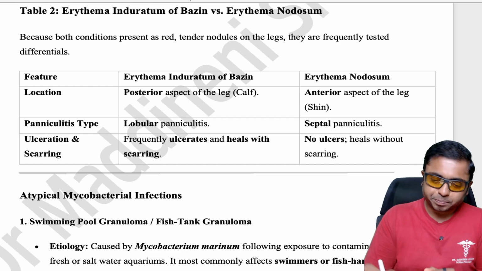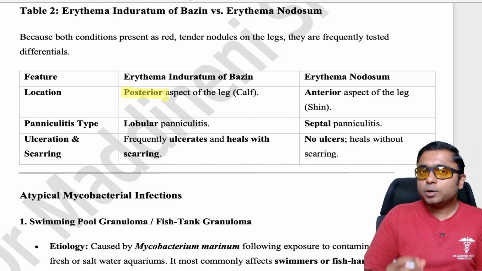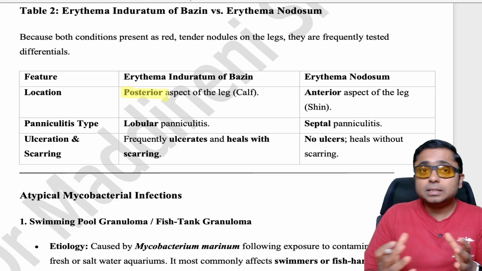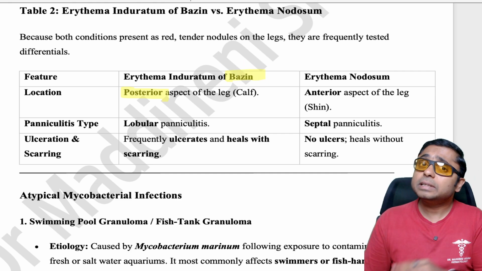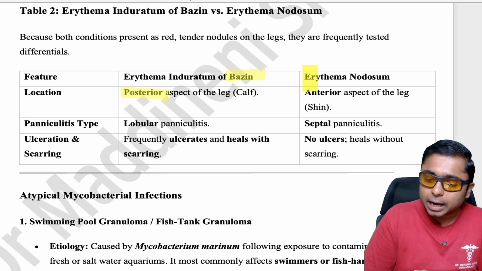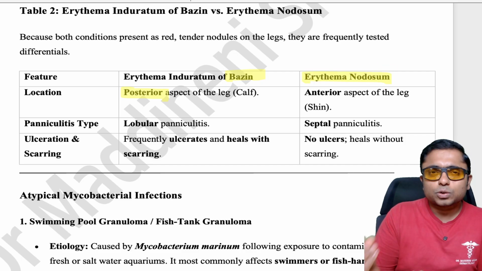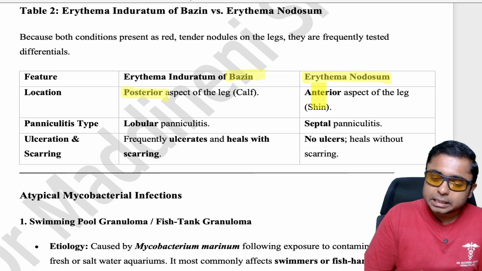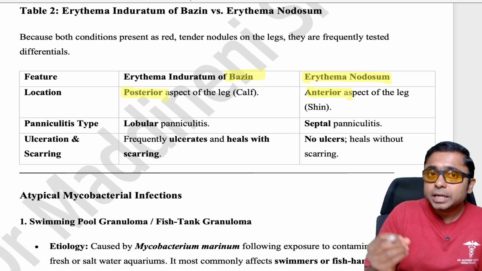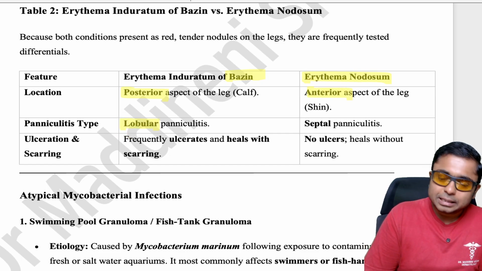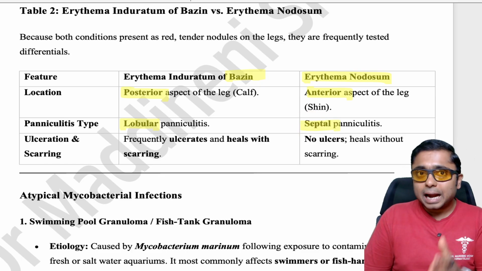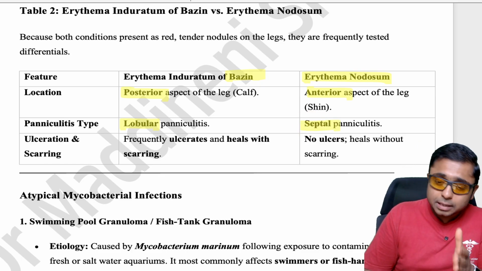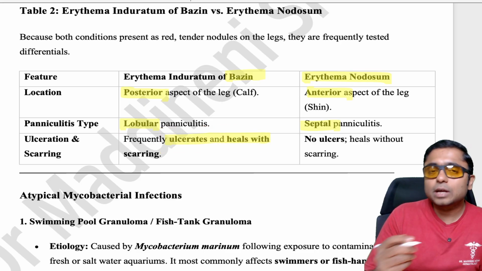Answer at the end. The posterior aspect of the leg is going to show erythematous tender nodules in the case of Bazin's disease. There is one more condition which presents with erythematous tender nodules over the body, erythema nodosum. So how to differentiate? In erythema nodosum, the lesions are present over the shin, that is the anterior aspect of the leg. Bazin's disease is a lobular panniculitis, whereas erythema nodosum is a septal panniculitis. And the erythematous tender nodules are going to ulcerate and they are going to heal with scarring.